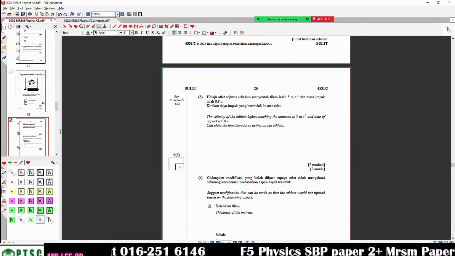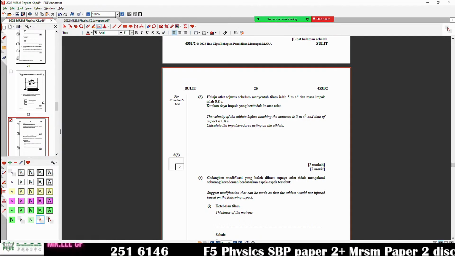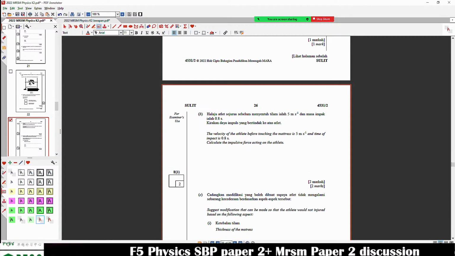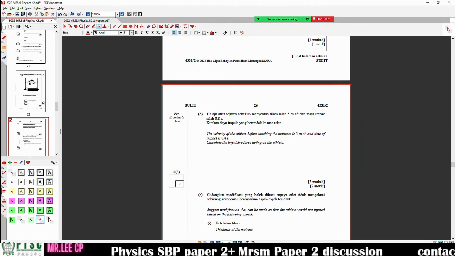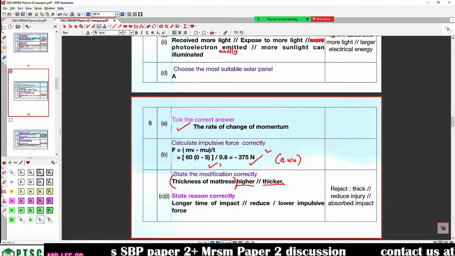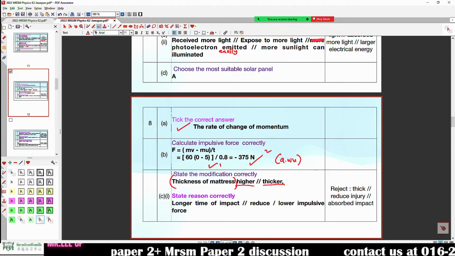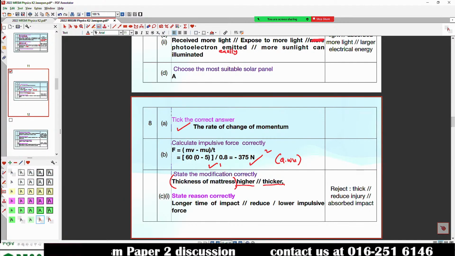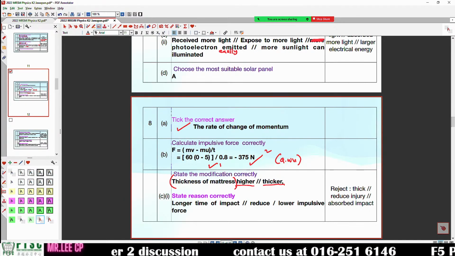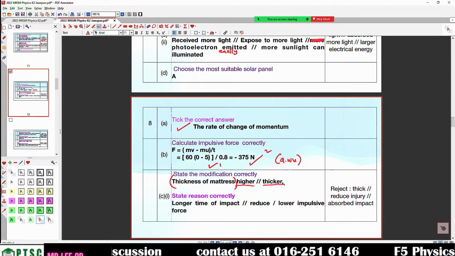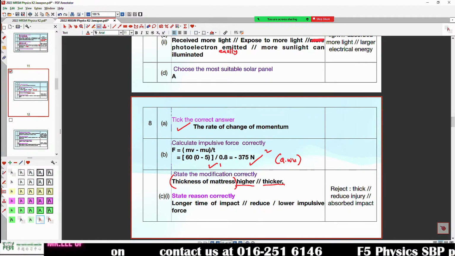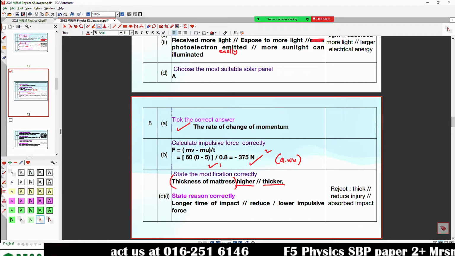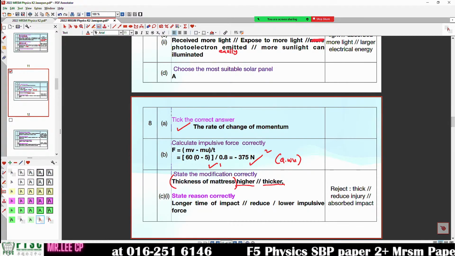Alright, B. The velocity of the athlete before touching the mattress is 5 meters per second, and the time of impact is 0.8 seconds. Calculate the impulsive force. Impulsive force, F, is equal to mv minus mu over t. V is zero, it stops. U is -5. So -5 over 0.8, you get -375 Newton. Normally we will answer impulsive force as positive. Write one more time: impulsive force is positive 375. Normally, right.